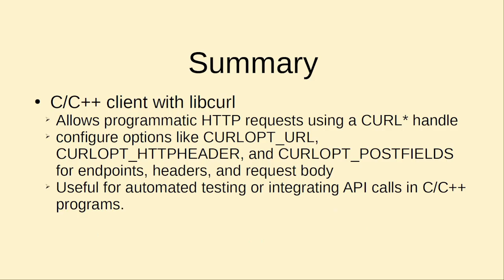For programmatic testing or automation in C++, the libcurl library enables similar HTTP requests within the client program, where the curl pointer handle is configured with options such as CURLOPT_URL for target endpoints, CURLOPT_HTTPHEADER for headers, and CURLOPT_POSTFIELDS for request bodies. Together, these tools provide both server-side implementation and versatile client-side testing options for developing and debugging web APIs.